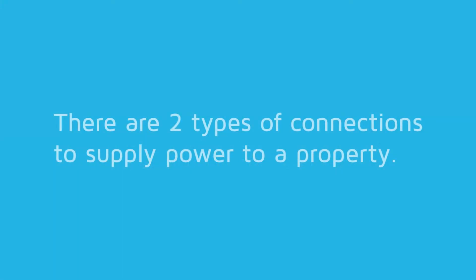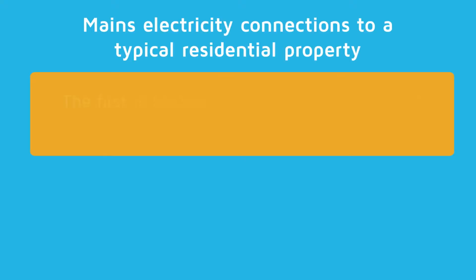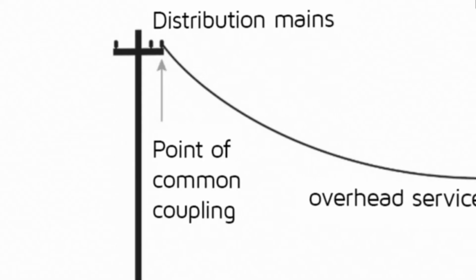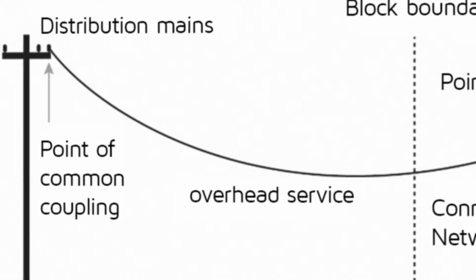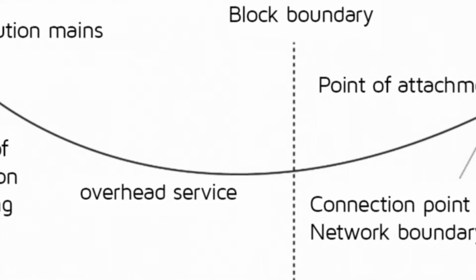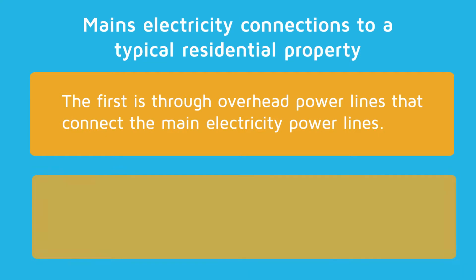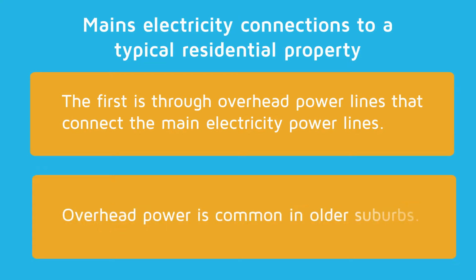There are two types of connections to supply power to a property. The first is through overhead power lines that connect the main electricity power lines that are elevated and supported by power line poles to the roof or high on a wall of an existing building, generally the main residence. This is known as the connection point or network boundary. Overhead power is common in older suburbs.